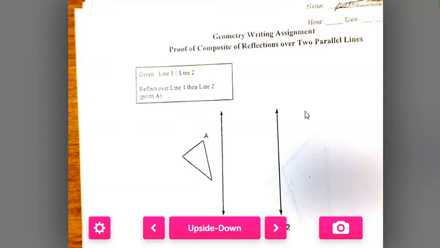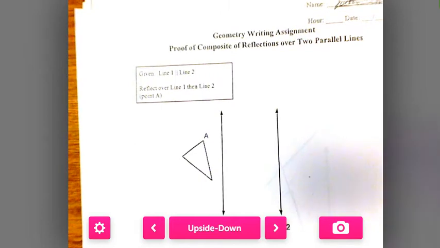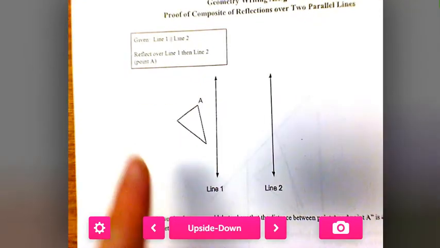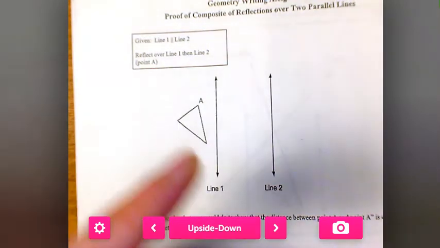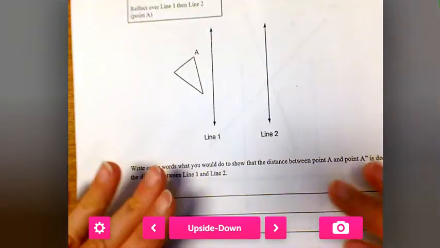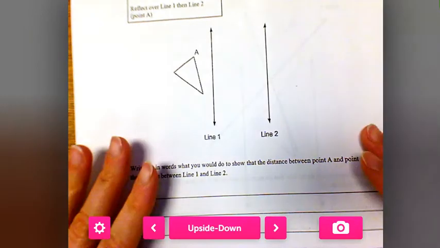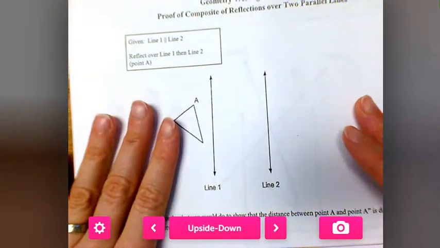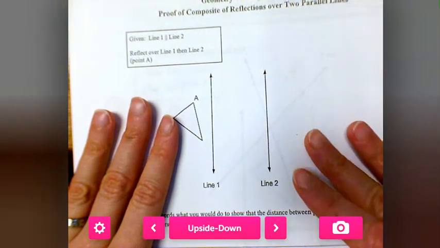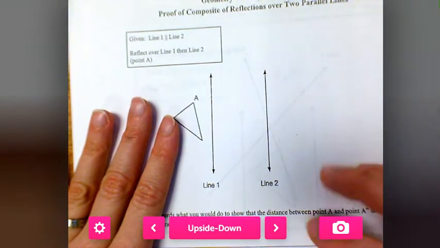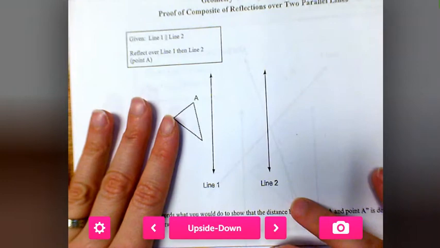All right, we are looking, guys, at the writing part that you had to do. We're reflecting over line 1, then over line 2. You had to write a paragraph underneath of your explanation. I'm not going to go over the paragraph of the explanation because that's going to be different for each person. You will have to do this on the final test, not the quiz, but you will have to have a writing portion for it. Okay?